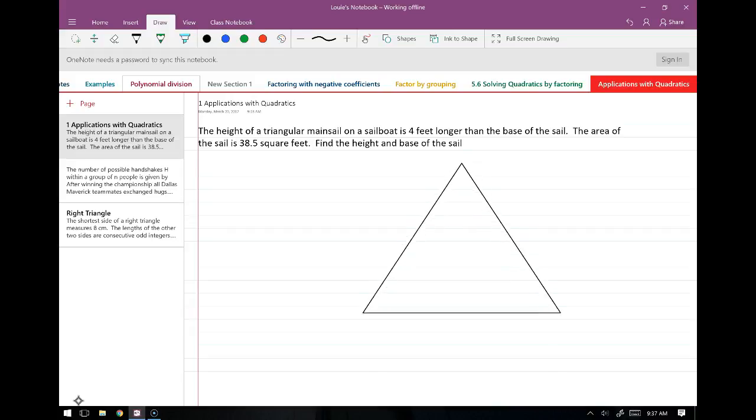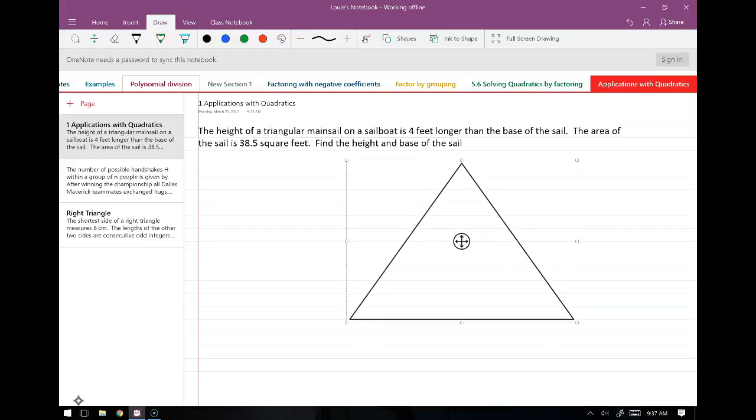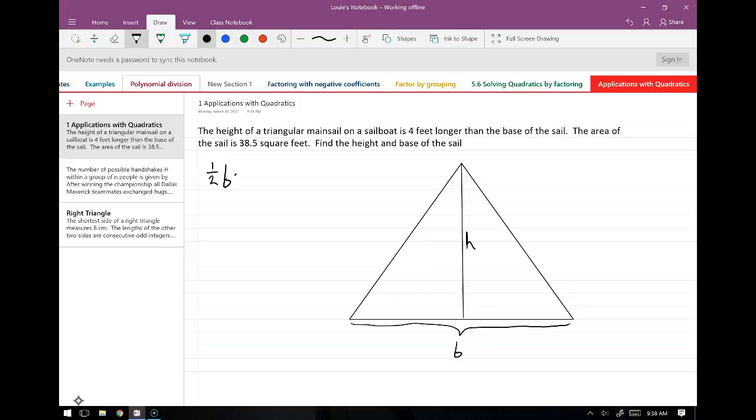Okay, so let's go ahead and draw a triangle. That's the first thing we always do. Let's draw ourselves a little diagram if possible. Right, so this is the height. This down here, this whole thing, is the base. Okay, now what's the formula for the area of a triangle? Well, that's 1/2 base times height.